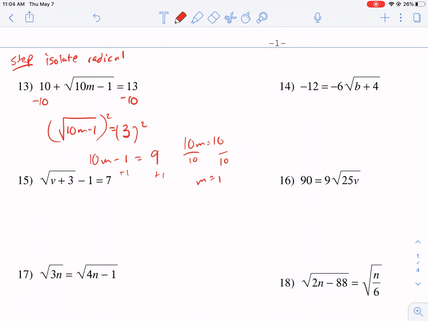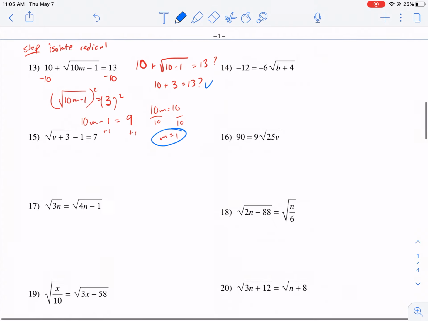So we have m equals 1. I need to plug this back in. Don't circle that answer yet. So we have 10 plus the square root of 10 times 1 minus 1. Is that equal to 13? So I have 10 plus the square root of 9, which is 3. Is that equal to 13? Yes, it is. So m equals 1 is our answer.